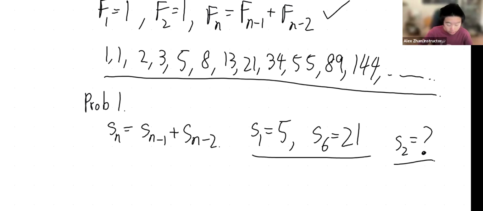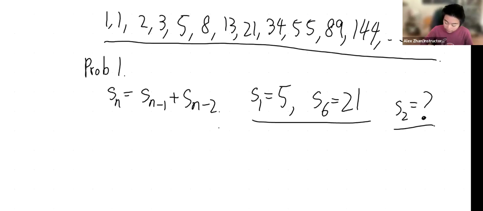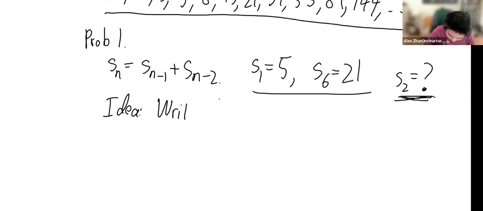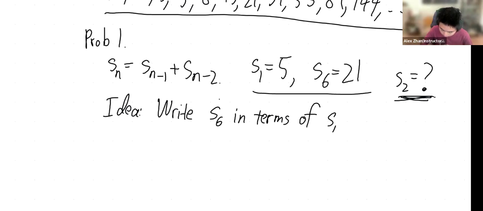Set a variable. Okay, good idea. Set a variable for which one? S2 equals X. Yes. Basically, set a variable for S2 because we do not know what S2 is. So this is the idea: we will write S6 in terms of S1 and S2. Yeah, that's basically the idea.